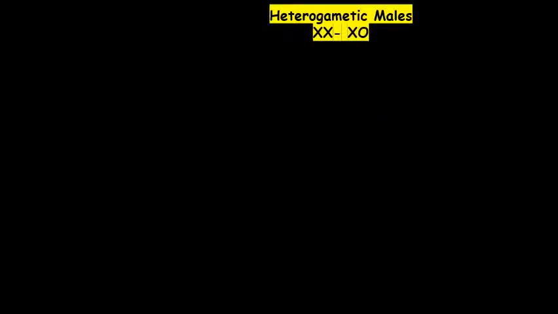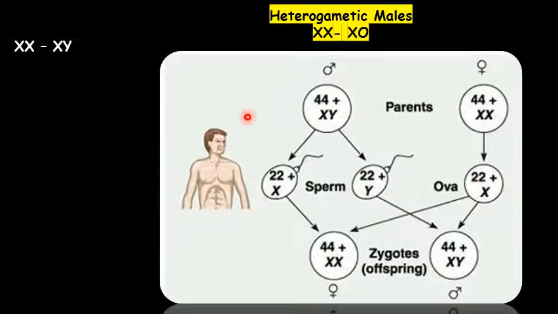So let's learn about XX-XY type of sex determination. Recall we are learning about heterogametic males. Heterogametic males means males will contain dissimilar gametes. In your book, Drosophila has been given as an example. We humans also come under the same category. So we have XX-XY type of sex determination.